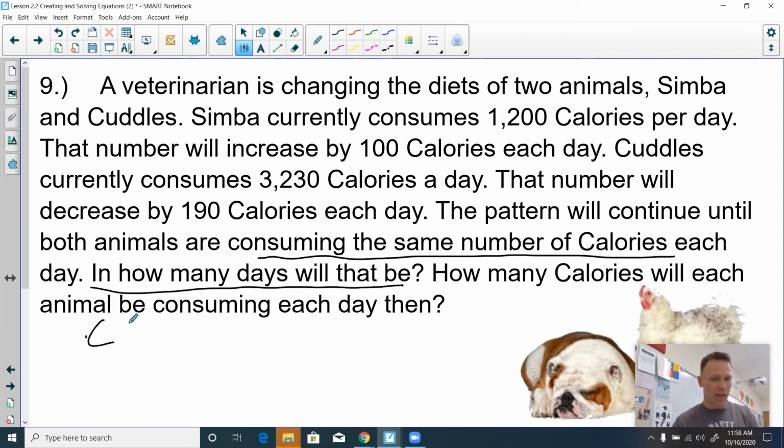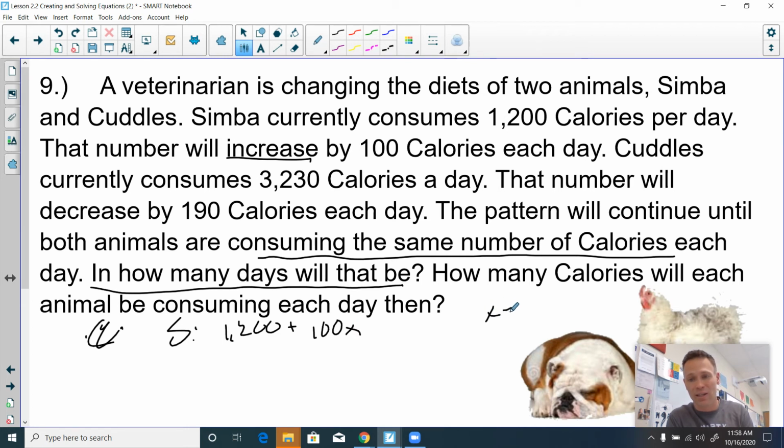I guess we can do Simba first because that's mentioned first. So Simba's expression: Simba currently consumes 1,200 calories per day, 1,200, and they are going to be increasing, so adding 100 calories per day. So x equals days here. All right, so Cuddles currently consumes 3,230 calories per day, but we're decreasing 190 per day.